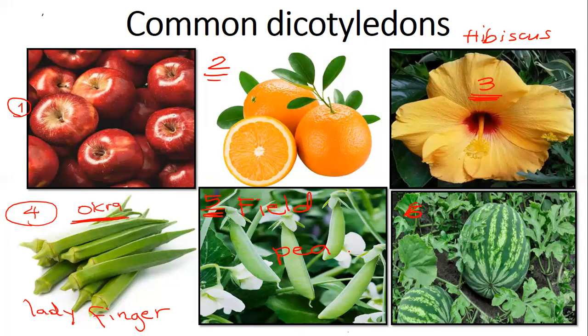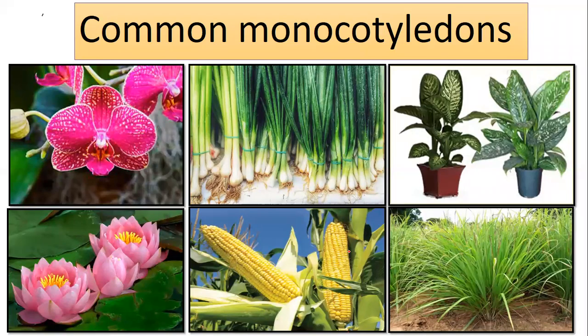How about the monocotyledons? Common monocotyledons. First one, number 1. Who can guess what this is? Number 1, number 2, number 3, number 4, number 5, number 6. Number 5 is corn. Of course, everybody knows corn.